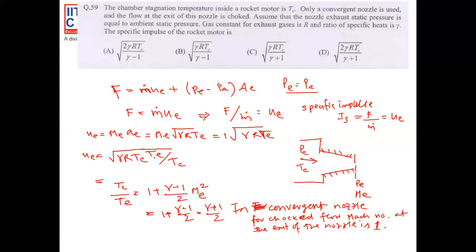So by substituting this in this equation, what we get is root over gamma R Tc into 2 by gamma plus 1, which is nothing but root over gamma R Tc divided by gamma plus 1. So this is the correct answer.